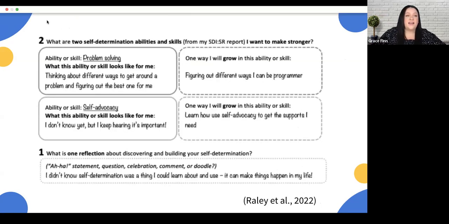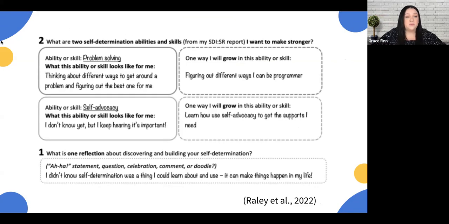She then identifies 2 self-determination abilities and skills that she wants to make stronger. The first one is problem solving. For Isabella, problem solving is thinking about different ways to get around a problem and figuring out the best one for her. So a way that she's going to grow this ability or skill is figuring out different ways that she can be a programmer. And the second skill she wants to grow is self-advocacy. She isn't really sure what this is yet, but she keeps hearing that self-advocacy is important.